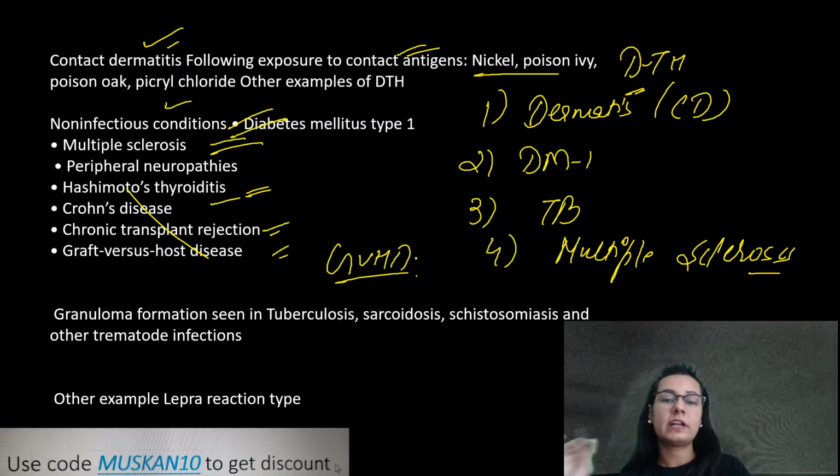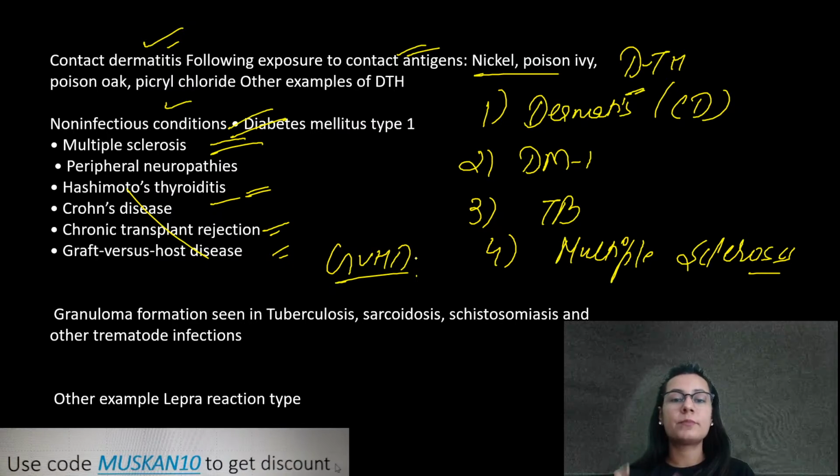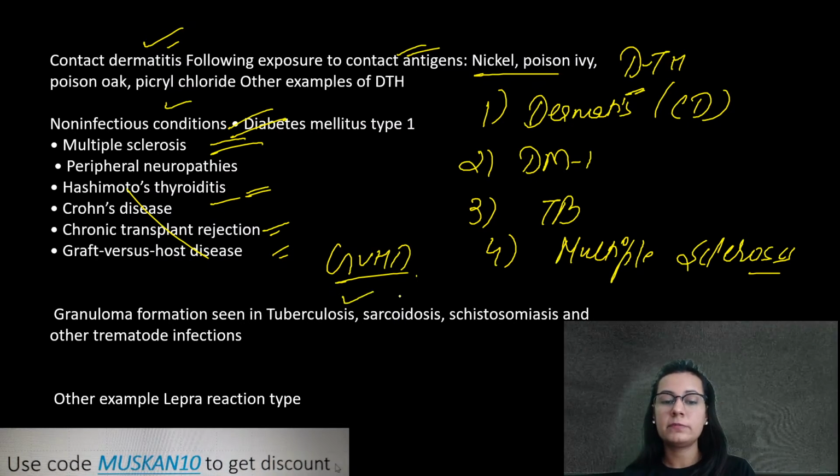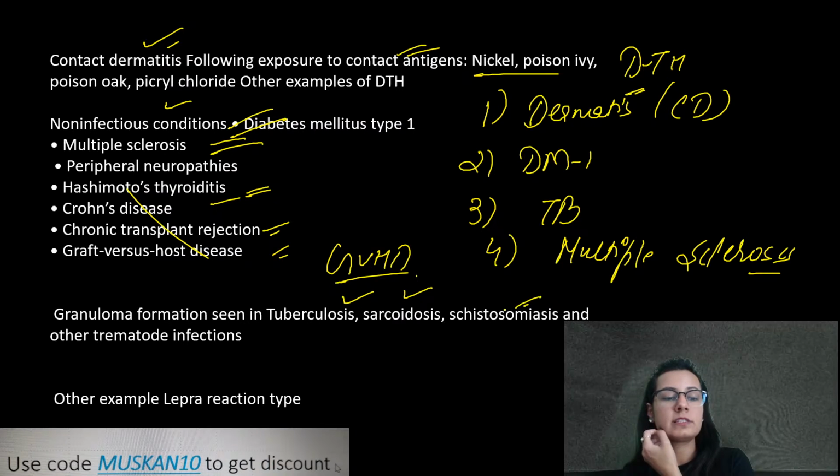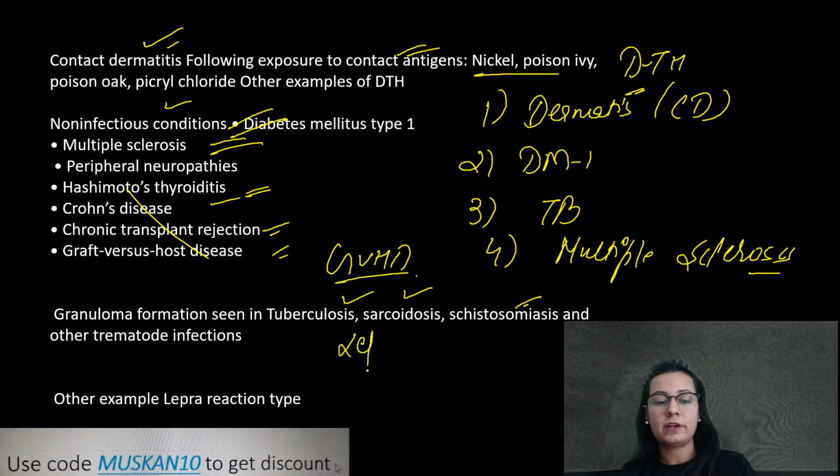Other than this, wherever we are seeing granuloma formation, these examples will also be included in type 4 hypersensitivity, that is TB, sarcoidosis, schistosomiasis, and leprosy.